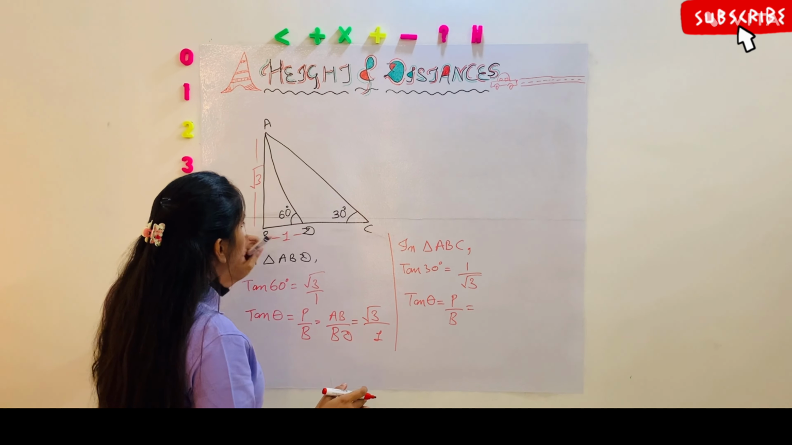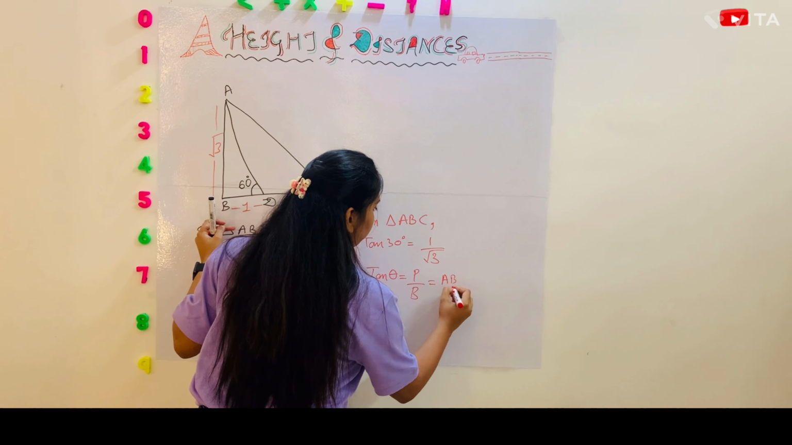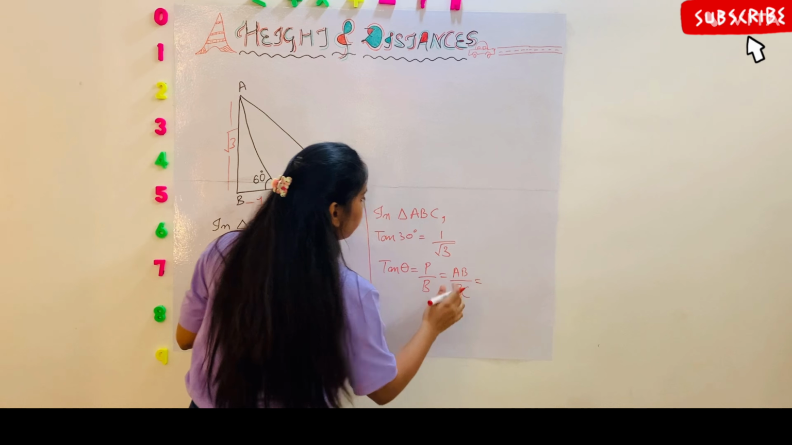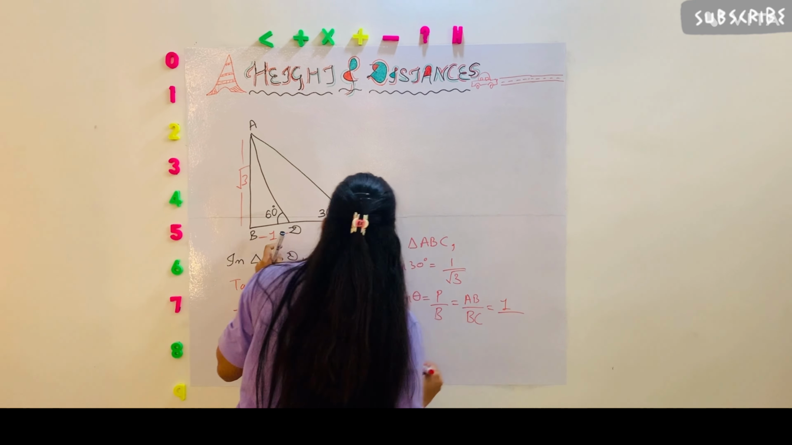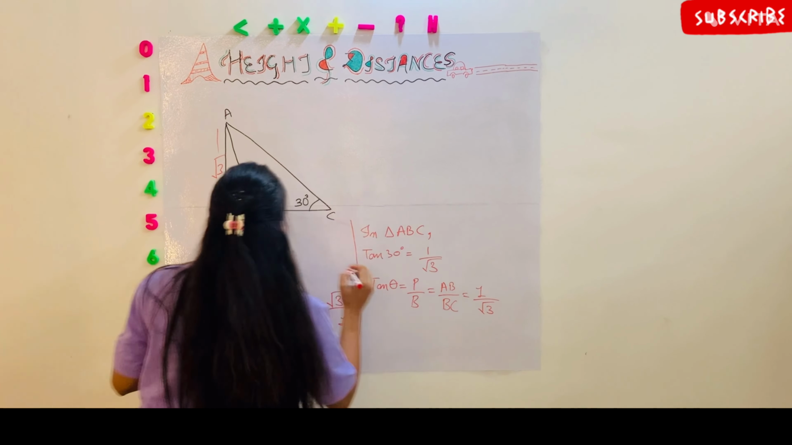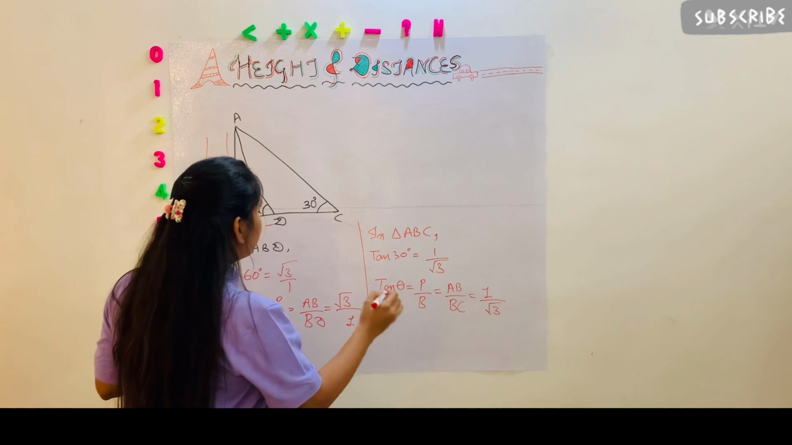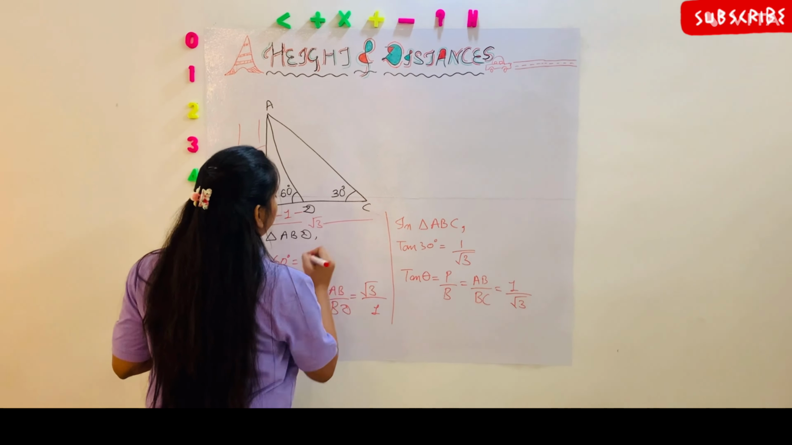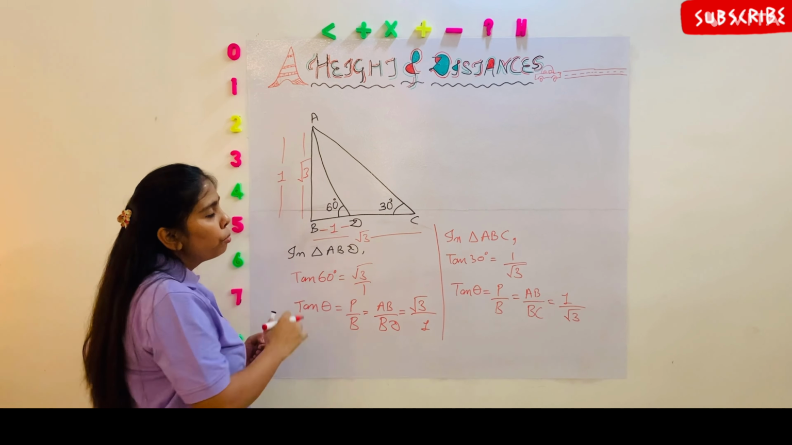In the triangle ABC, the perpendicular is AB and the base is BC. So the value of AB is equal to 1, and the value of BC is equal to root 3. Here we are noticing the value of AB is 1 and BC is under root 3.